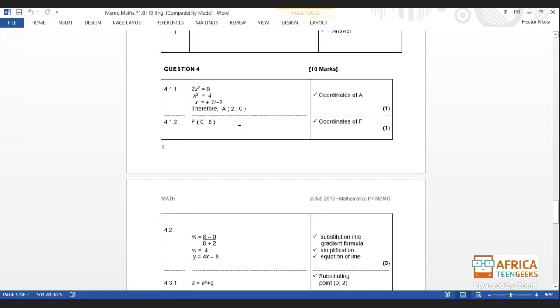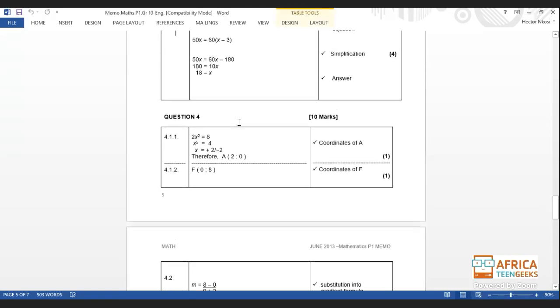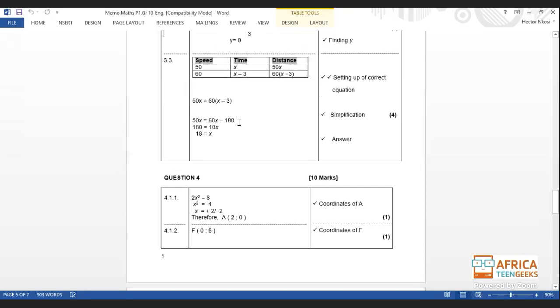Okay. So these are the coordinates of A, basically, right? We needed to say x squared is equal to 8, then x squared is equal to 4. Then when we put the square root here, we'll have x is equal to plus or minus 2. Therefore, A is (2, 0).